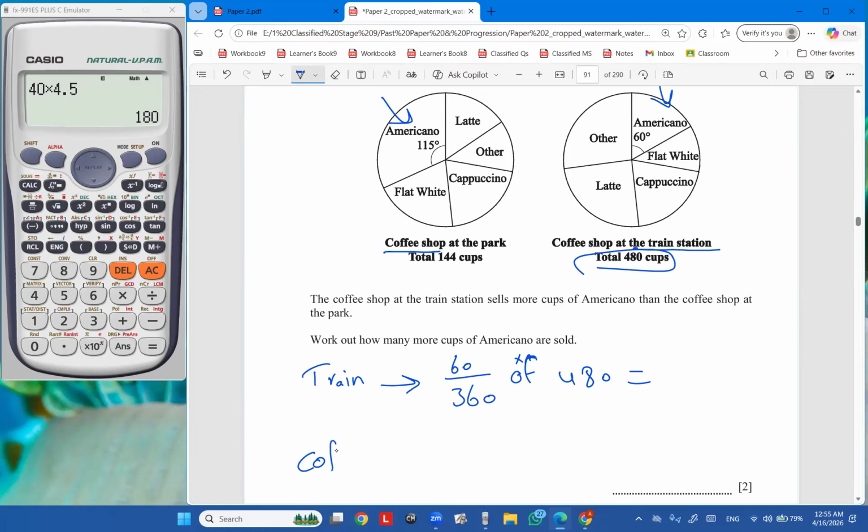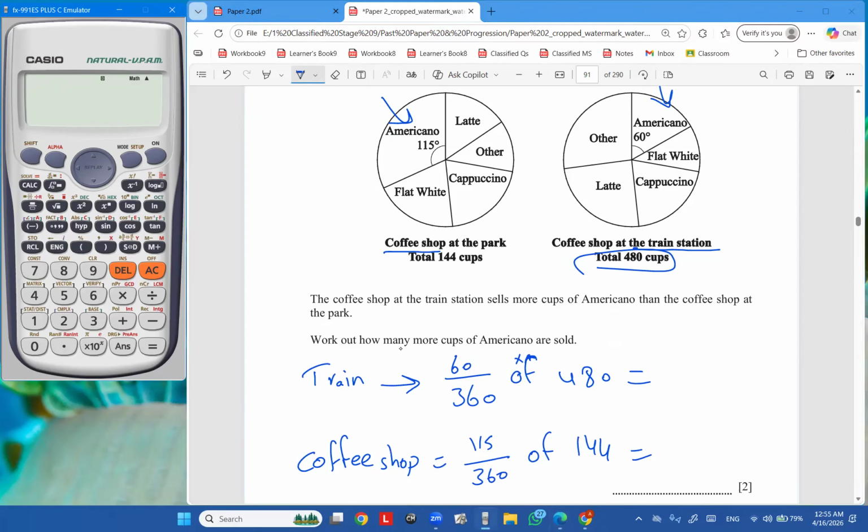While at the coffee shop, it is 115 over 360, 115 degrees over 360 degrees of the 144. So we need to calculate both of them, and then we find the difference because they said how many more. So let's do the first one over here. They said 60 over 360 multiplied by 480. So this one is 80 cups.